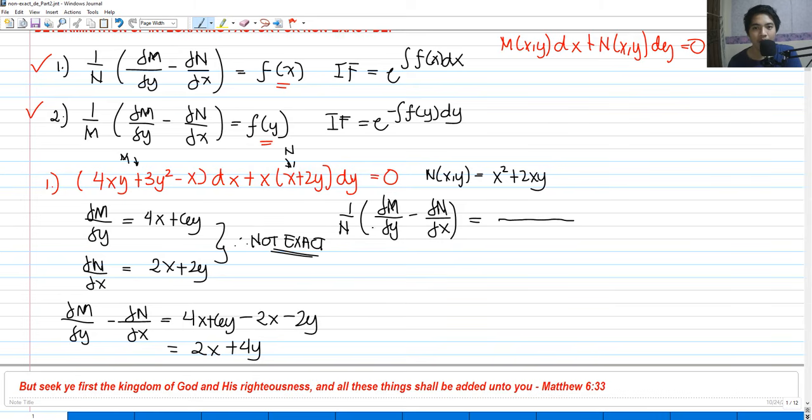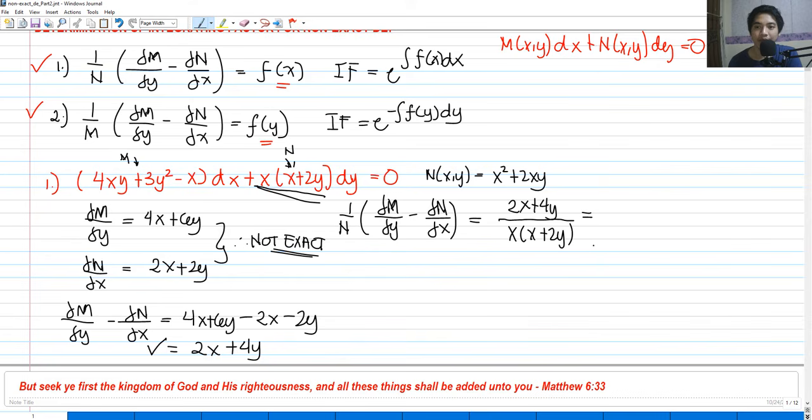So our partial of m with respect to y minus partial of n with respect to x is 2x plus 4y, all over this n. So I will get this factored form over n, so that we will be having a hint on what will happen.